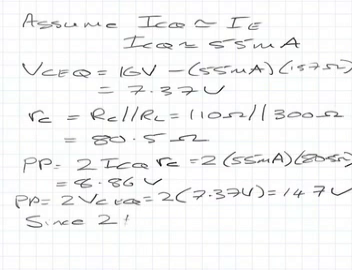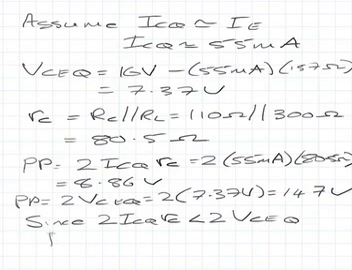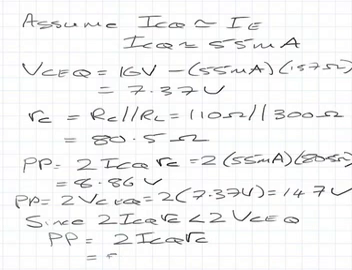Since the former is less than the latter, the output compliance is the value calculated by 2ICQ times rc, which we calculated to be 8.86 volts.